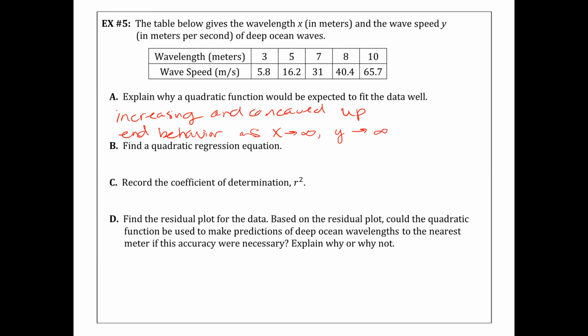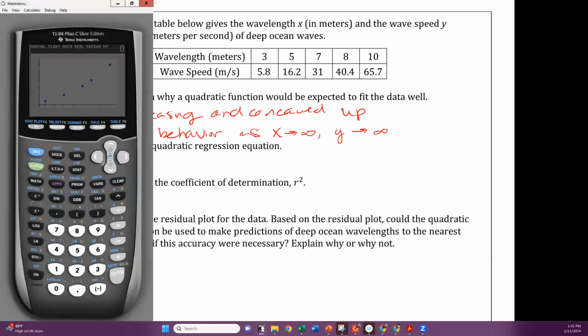So we're going to find the quadratic regression model. I'm going to go to stat, calc, and we're looking for the quad. So we're going to go to 5 for quadratic. But before we hit enter, we're going to store. So vars, y vars, function, y1. That's telling the calculator that we want to save it.